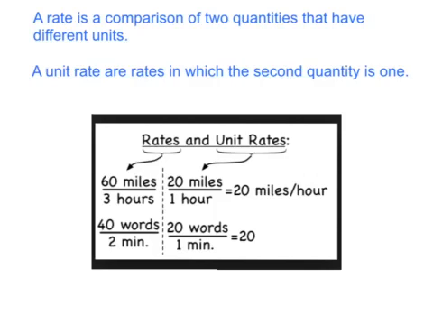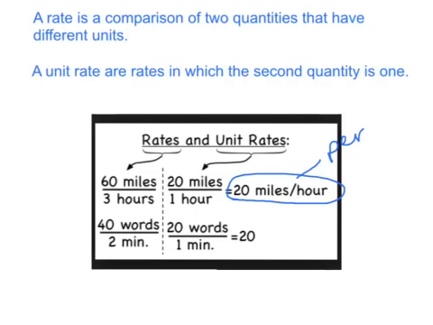And here we would divide, and so we get 20 miles to 1 hour. And another way we can say that is right here. It's 20 miles per hour. That little slash there, you use the word per. And I'm sure y'all have heard that before, miles per hour.